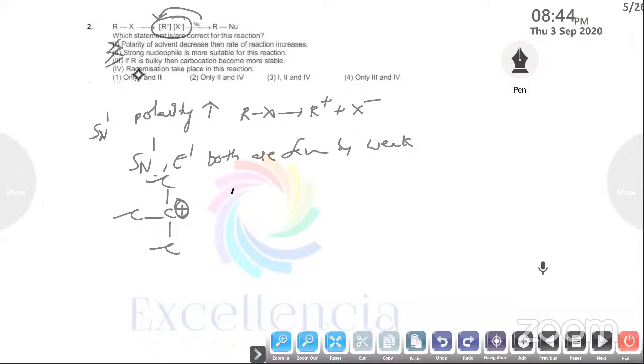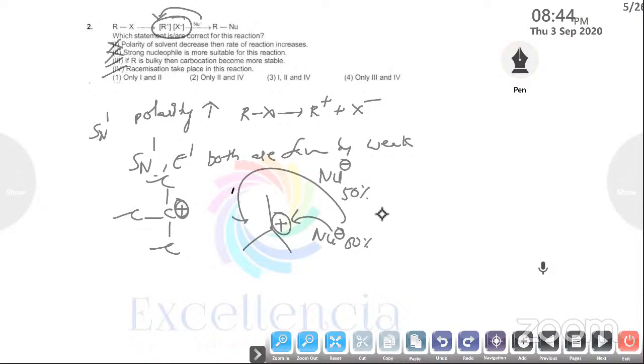Next, racemization takes place in this reaction. This is also correct. As you know, the formed alkyl carbocation is trigonal planar. It can be attacked by the nucleophile from either side equally. So 50% on the front side, and you'll have 50% on the back side. So racemization takes place in this reaction. So third and fourth, only third and fourth, that is the correct option.